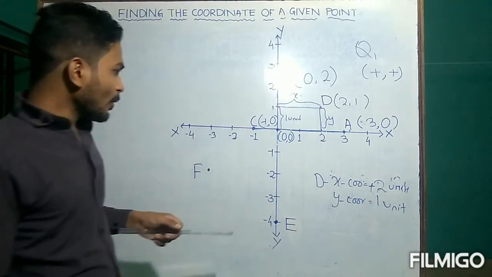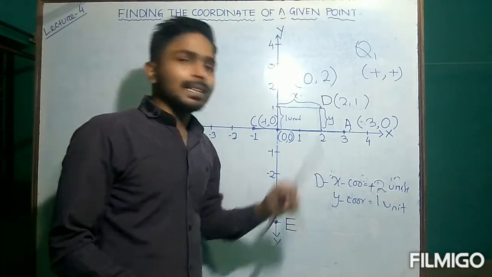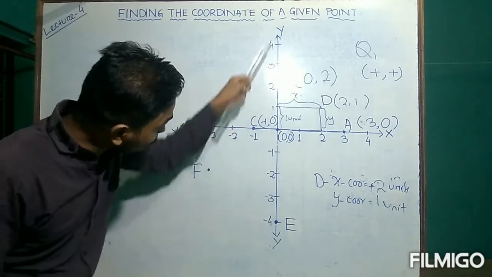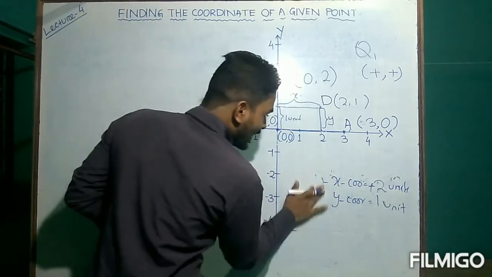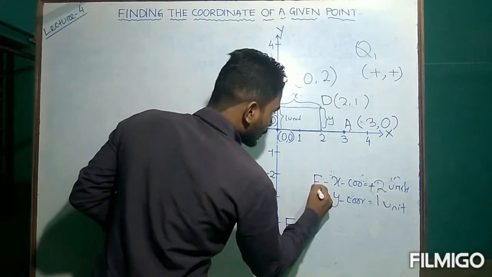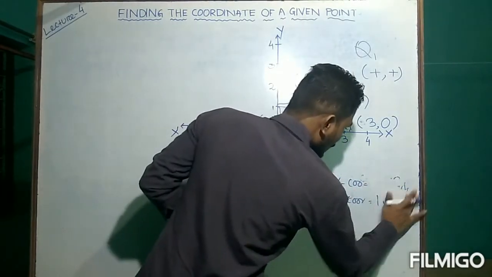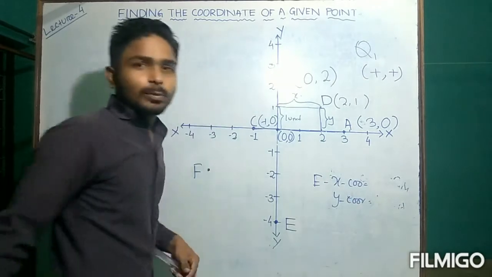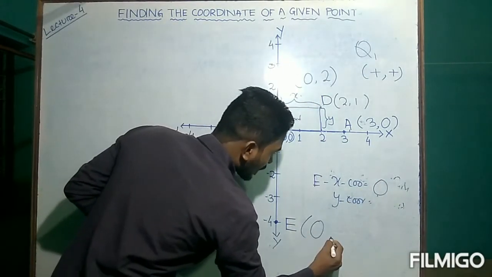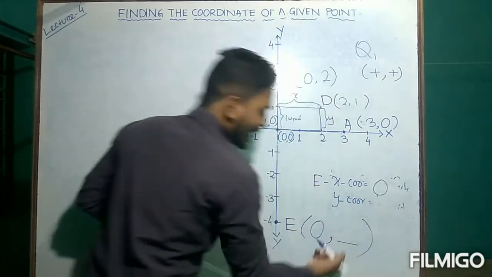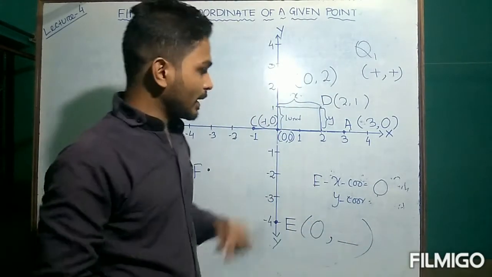Clear? Now coming to the point E. Here also the point E lies on which axis? Y axis. Since it lies on y axis, which coordinate must be 0? Its x coordinate must be 0. Clear? So you can write 0, comma, dash. Dash means it should be filled up by the y coordinate.